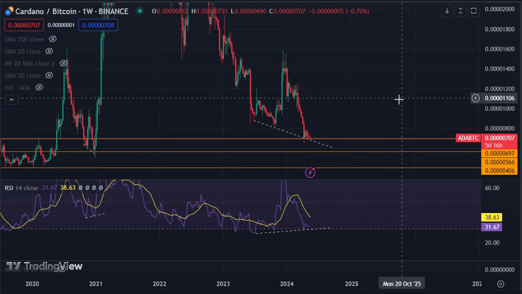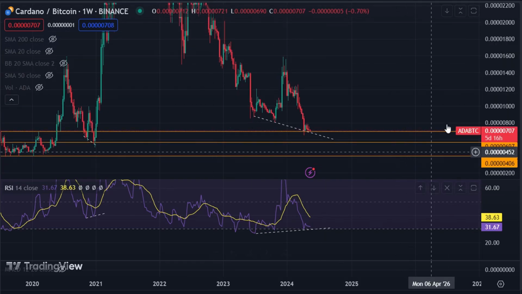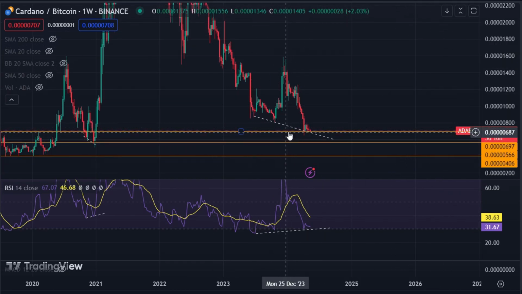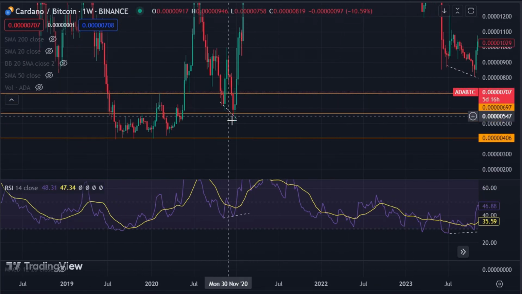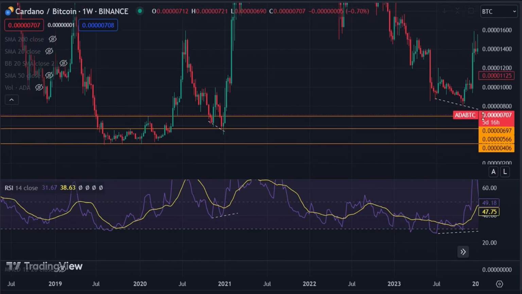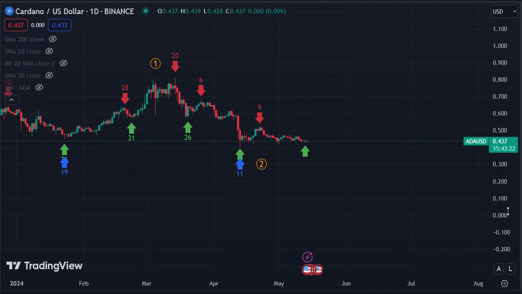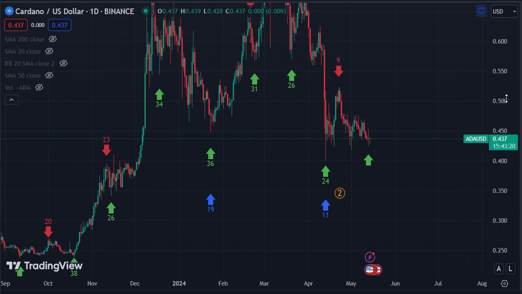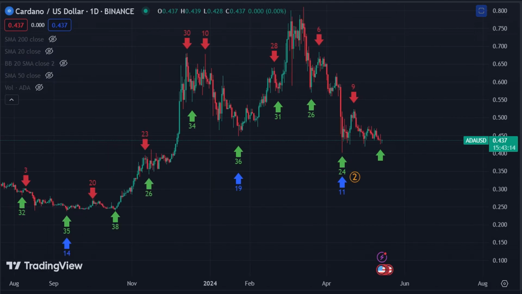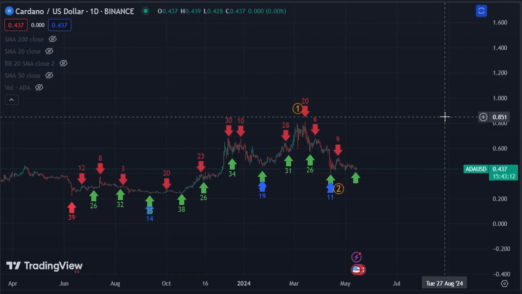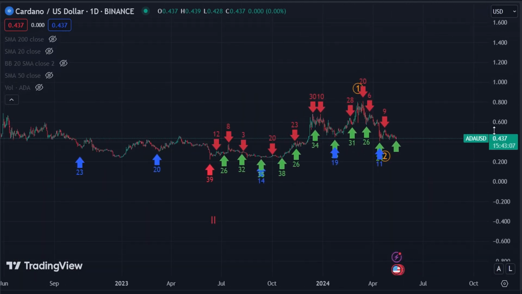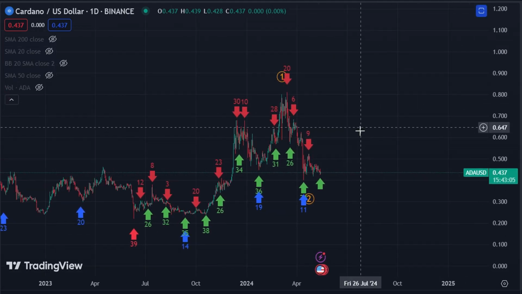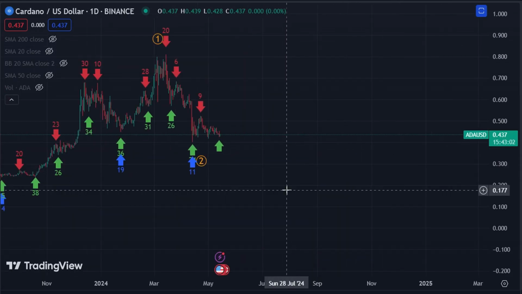Now, if we open up the RSI on the weekly chart, you can see that we have a bullish divergence right here, similar to what we had back here before this pump. So I would say that ADA is very, very close to starting its wave 3 rally to the upside. And I think it's gonna be the start of alt season very soon.